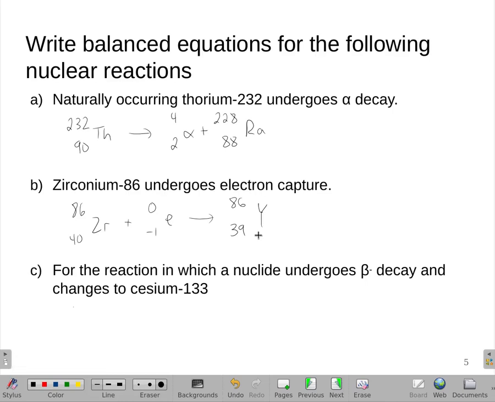Now, the next one might trip us up, but if you notice, it wants us to figure out what nuclide undergoes beta decay to give us cesium-133. So it's saying we want the beta particle, and over here we also want the cesium. Let's see, 133 and 55. Now we're doing the math going backwards. This is still 133. 55 plus -1, 54. This was xenon.